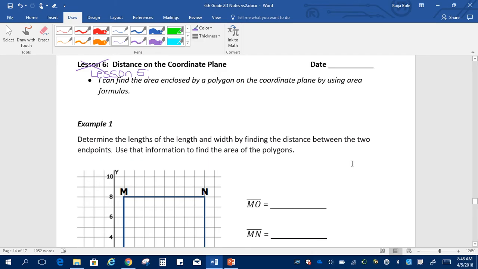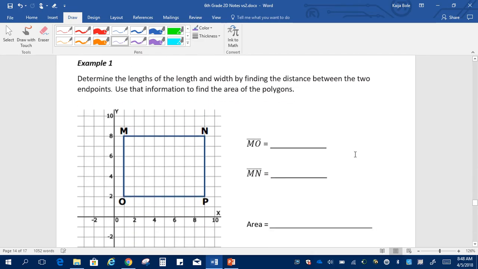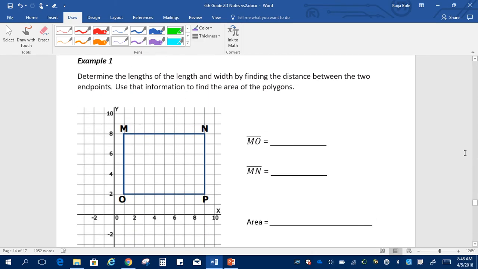Alright, so we're looking at the coordinate plane this time. We're going to start with example 1, and it says determine the length and width by finding the distance between two endpoints. Use that information to find the area of the polygons. So first I want to label these ordered pairs. Remember, it's always x and then y.